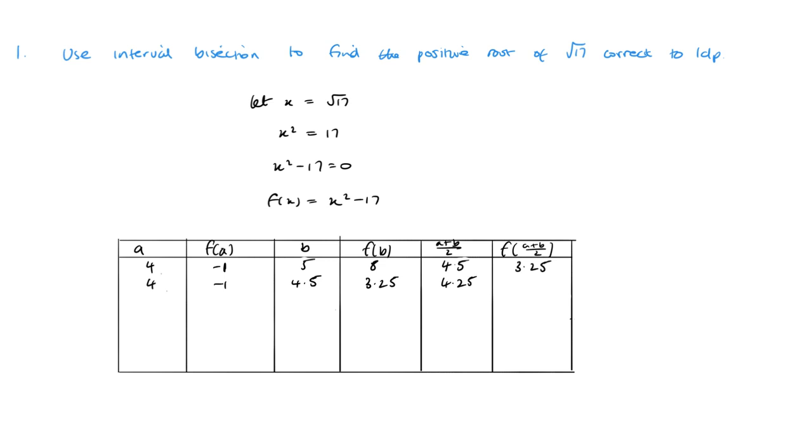So 4.25 squared minus 17 gives us 1.0625, which is positive again, so it's between 4 and 4.25. So this, 4.25 plus 4 divided by 2 is 4.125. Now that squared minus 17 is positive. So it's between 4 and 4.125.